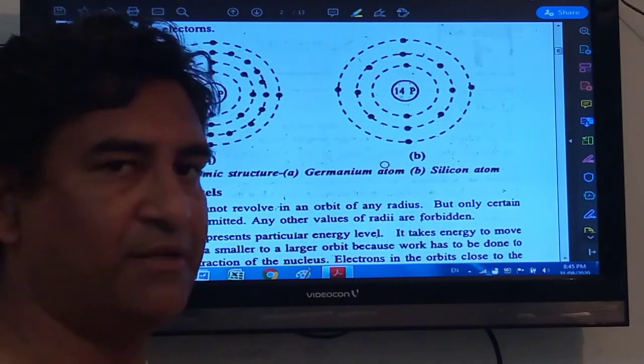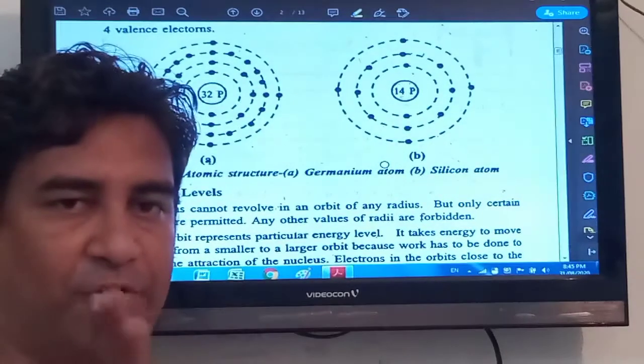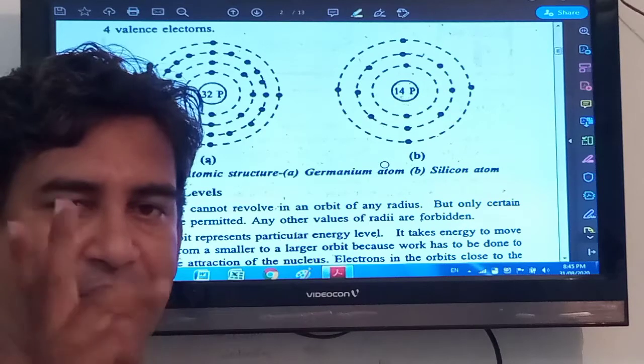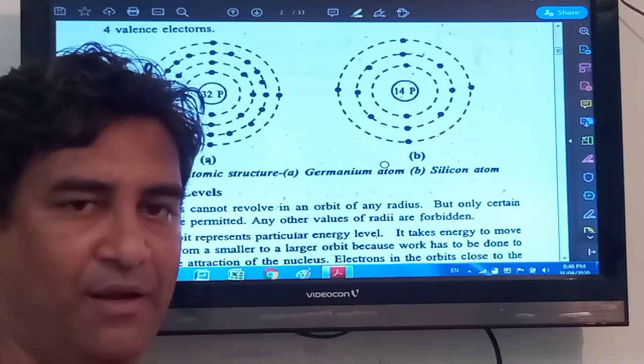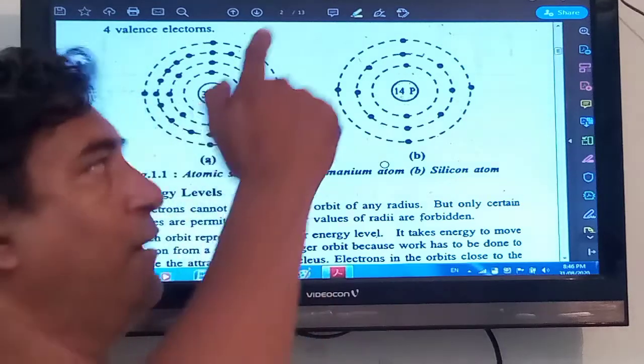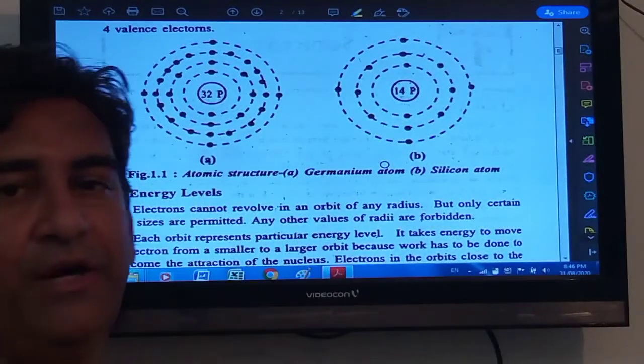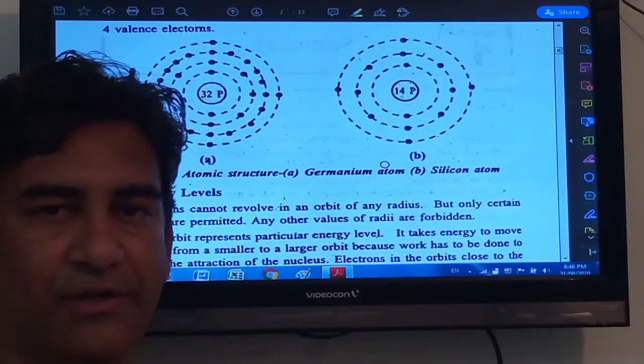Each orbit represents a particular energy level. The first orbit, second orbit, third orbit and fourth orbit mean the first level, second level, third level and fourth level have been set. According to that setting of first, second, third and fourth, we differentiate the different energy levels. Okay students.